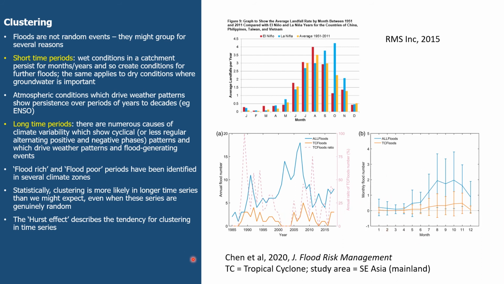So we see several reasons why we get clustering to do with climate and controls over climate, such as El Nino and La Nina, which are also important here. Those driving cyclones, those driving, to some extent, flood response.